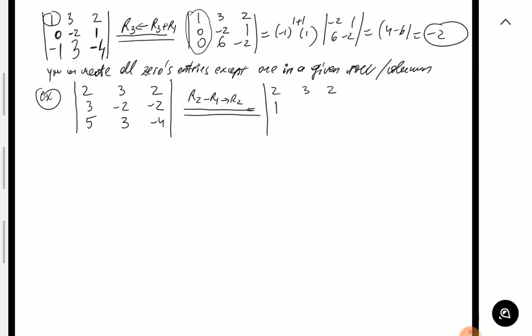So 3 minus 2, 1. Minus 2 minus 3, that's negative 5. Minus 2 minus 2, that's negative 4. And then for now, copy the rest. Then I'm going to use this 1 to create zeros below and above it. So I'm going to do old row 1 minus 2 row 2. And row 3, I'm going to change it with row 3 minus 5 row 2. Right? That'll give me 0 below this 1.